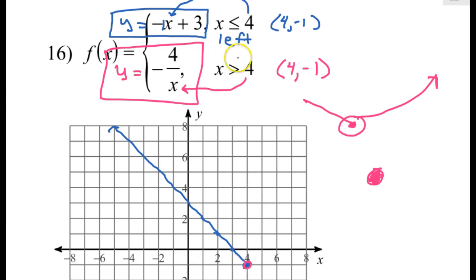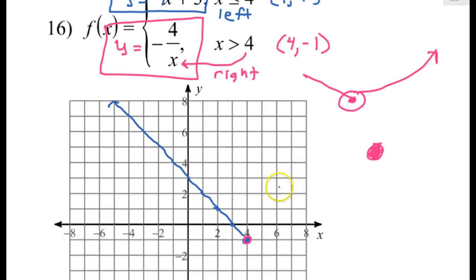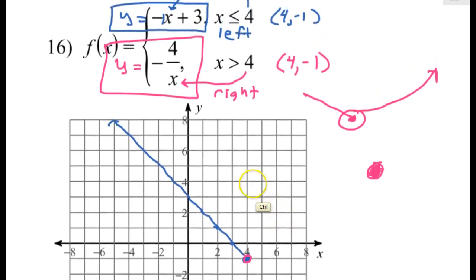So anyway, this is greater than 4. So I need to have more points going to the right. Okay, but here's the thing. There's no shift. There's no vertical translation or anything like that. The only thing there is, well, okay, I mean, there's a vertical stretch by a factor of 4 because of the 4. But that's not going to affect the asymptote.